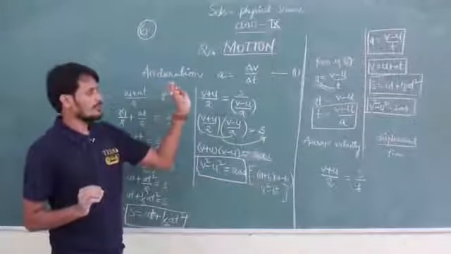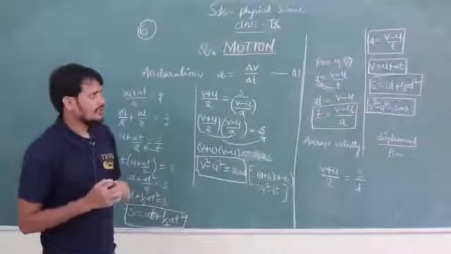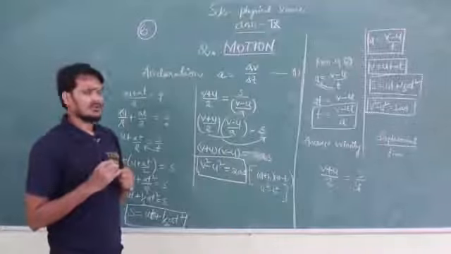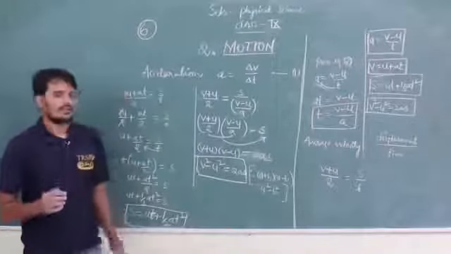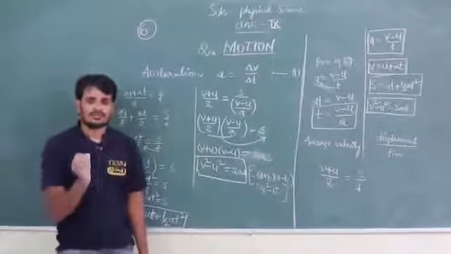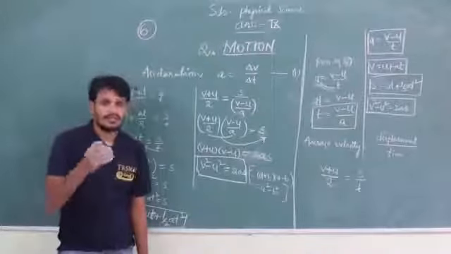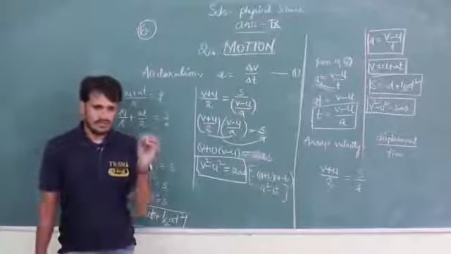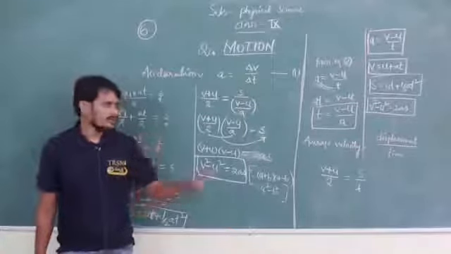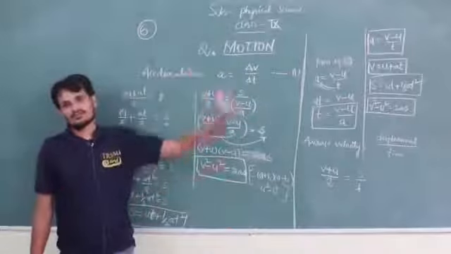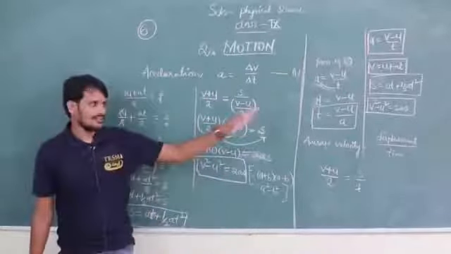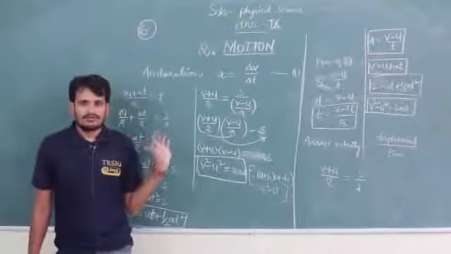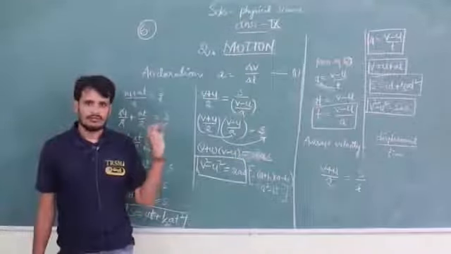So just remember them: a equals (v minus u) by t, v equals u plus at, s equals ut plus half at square, and v square minus u square equals 2as. These are the motion equations, very important in further studies also. In intermediate first year, the first half portion depends on these topics in physics, not on all subjects. These topics are mandatory and very important.